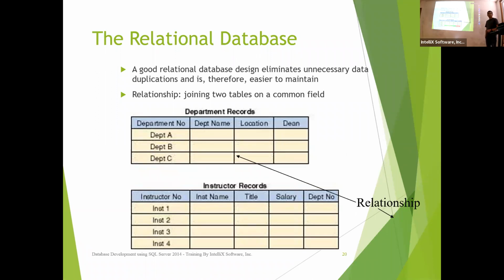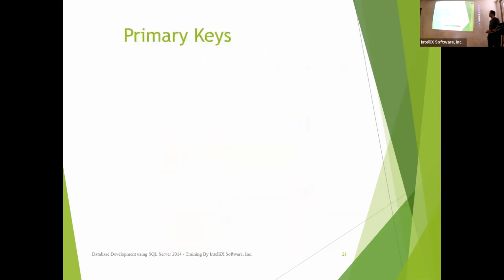Okay, department number is the primary key in this table. The foreign key is here, right? Because you are carrying this department number into the instructor table. So in the instructor table, department number is called a foreign key, which points to the department table. But the instructor table has its own primary key, which is instructor number. Okay. Any other question? Okay.